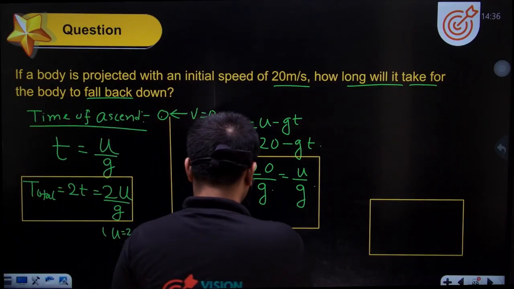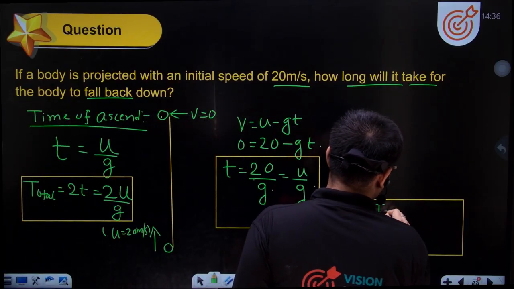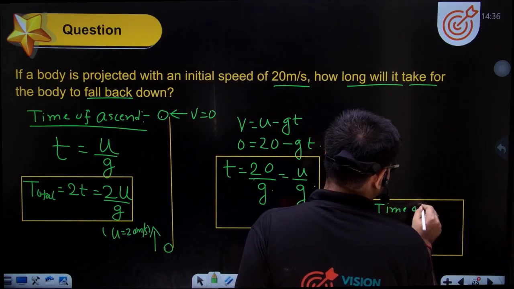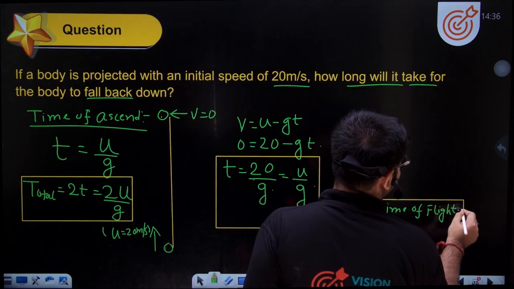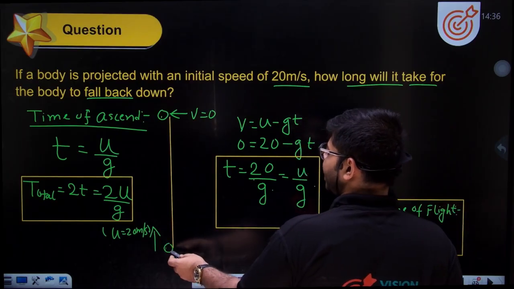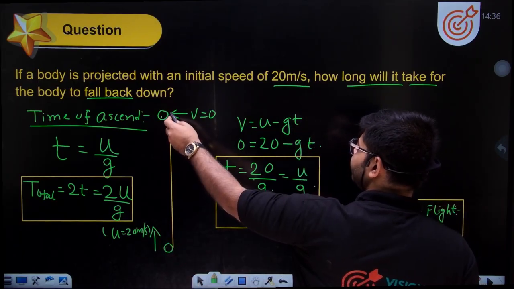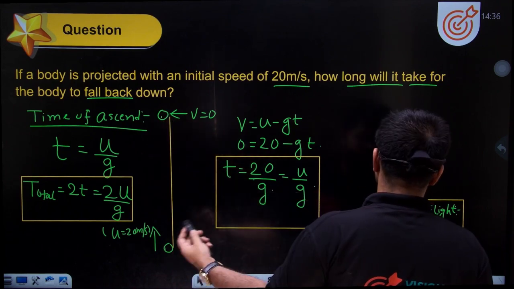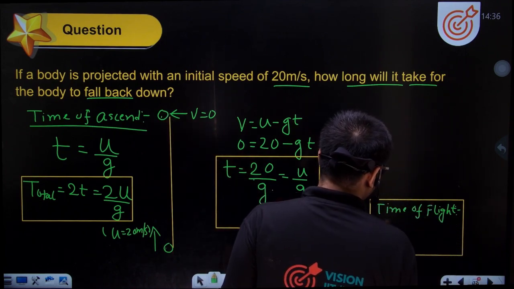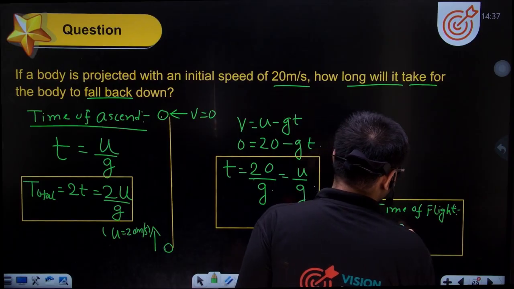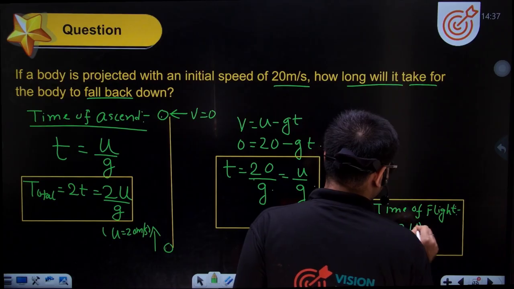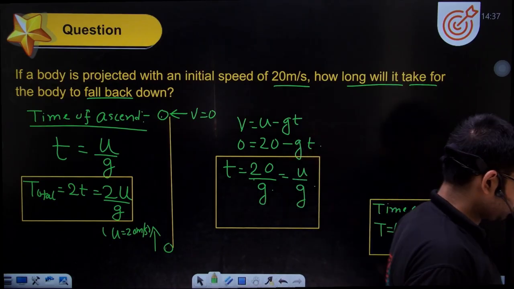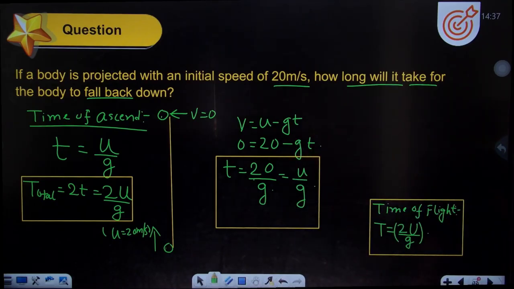So you can write here time of flight. Flight means how long it is in the air. So time of flight means from here to here it is in the air, from here to here also it is in the air. So the total time, time of flight t is equal to 2u by g. For any object you are throwing upwards, this is your time of flight.